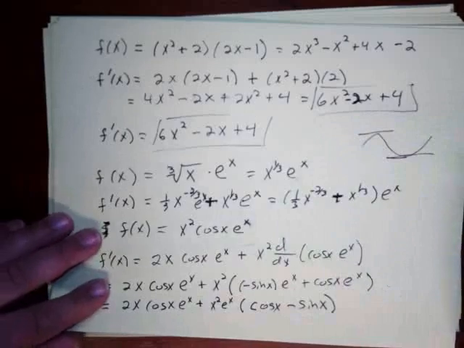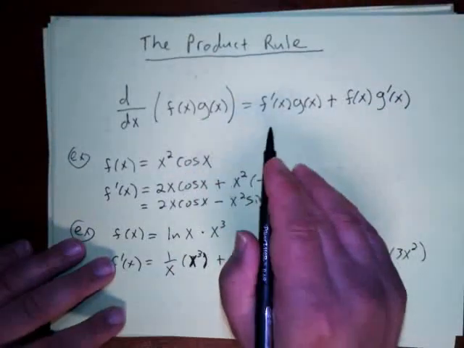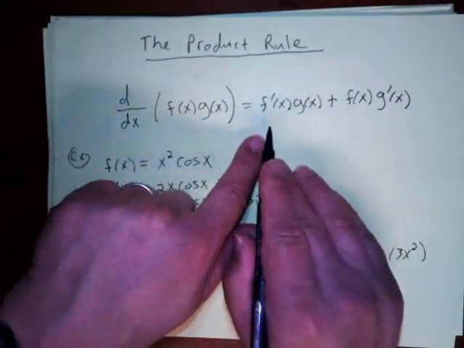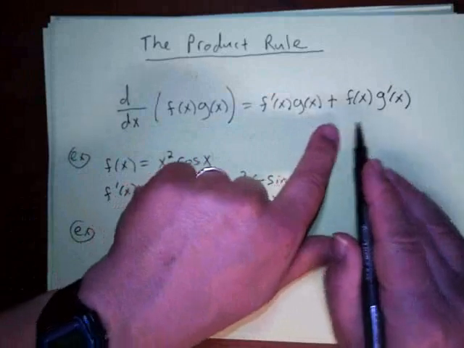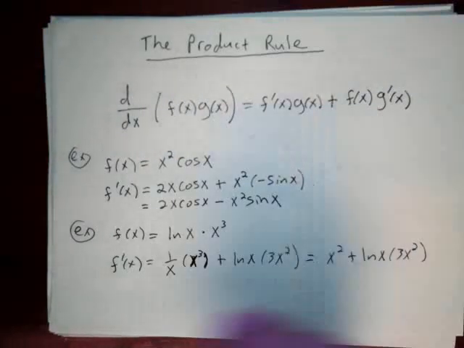But that's the idea of the product rule. To find the derivative of a product, you find the derivative of the first function times the second function plus the first function times the derivative of the second function. So now in the next video we'll look at the quotient rule.